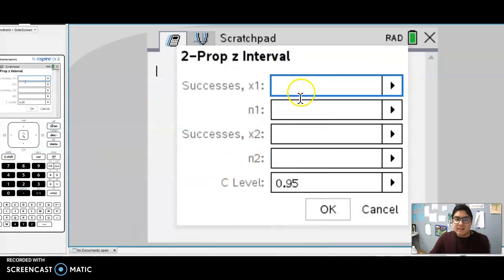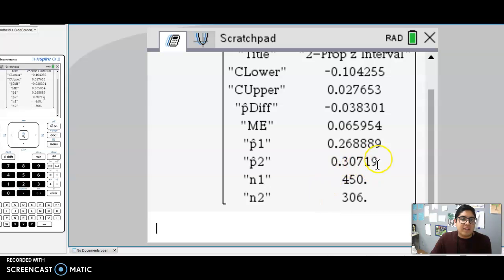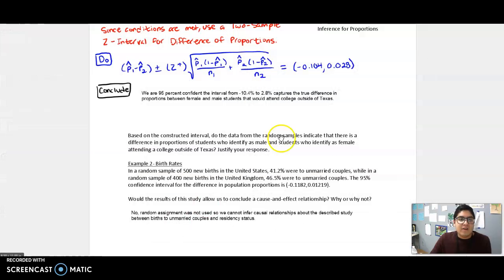So from the data, the successes in group 1 were 121 out of 450. The successes in group 2 were 94 out of 306. And I believe we wanted the 95% confidence interval. Well, we click OK, and you'll notice that we get the same exact result. So negative 10.4 to 2.76, which is about 2.8. So we got those results just from using the calculator. And since we properly named the test, we can just give the interval.